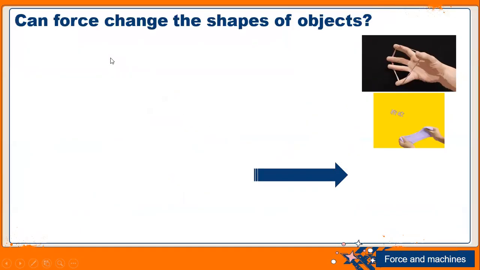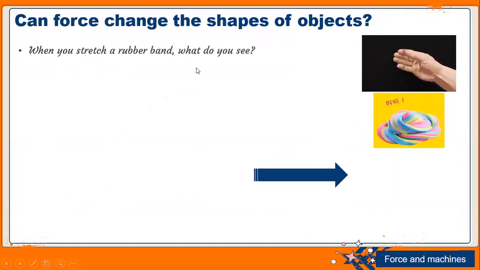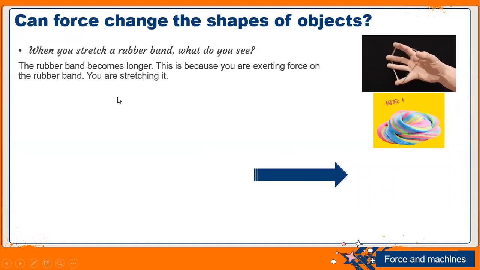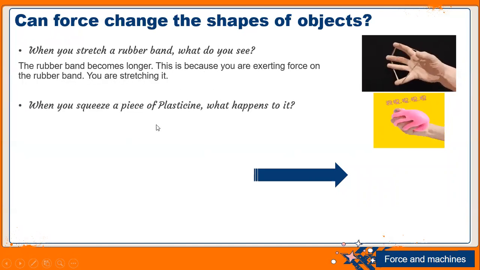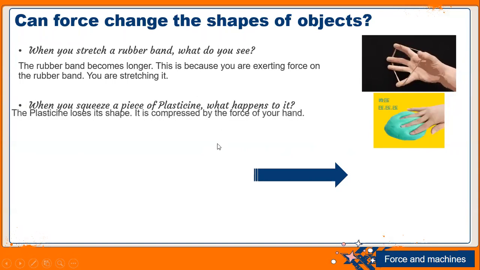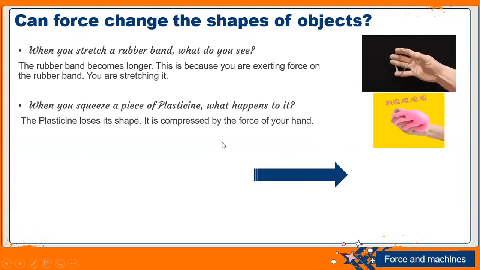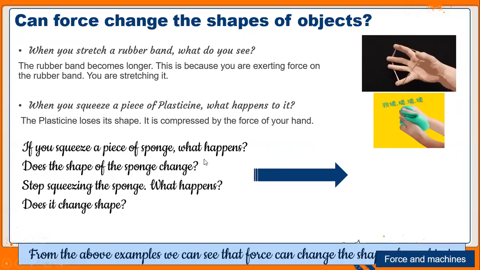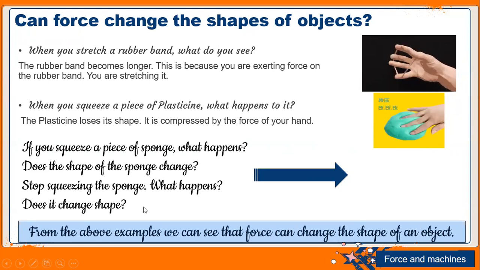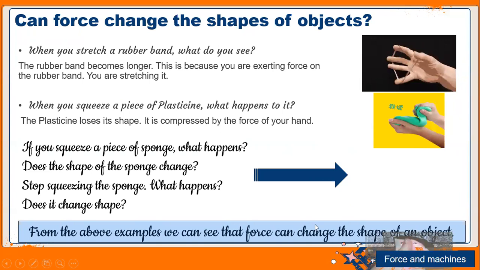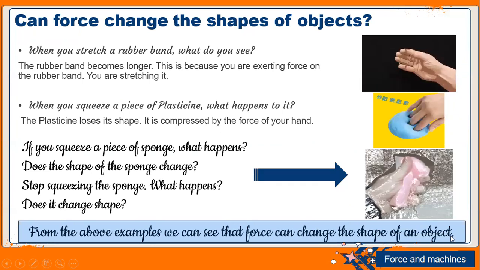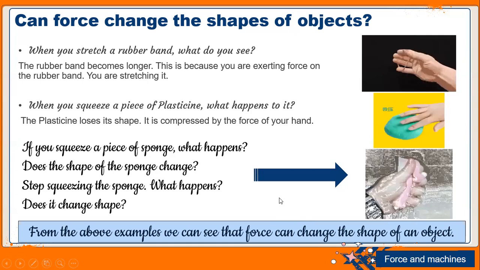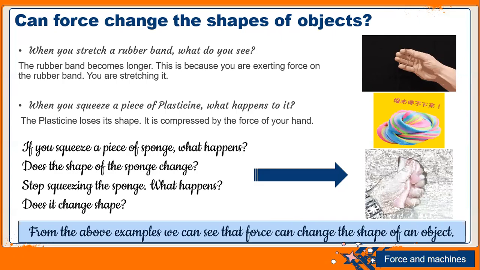Force can change the shapes of an object. Students, when you stretch a rubber band, what do you see? The rubber band becomes longer. This is because you're exerting force on the rubber band. You are stretching it. When you squeeze a piece of plasticine, what happens to it? The plasticine loses its shape. It is compressed by the force of your hand. If you squeeze a piece of sponge, what happens? Does the shape of the sponge change? Stop squeezing the sponge. What happens? It returns to its shape. From the above examples, we can see that force can change the shape of an object. Observe all the things around you and check how many things can change shape by exerting the force of your hand or leg.